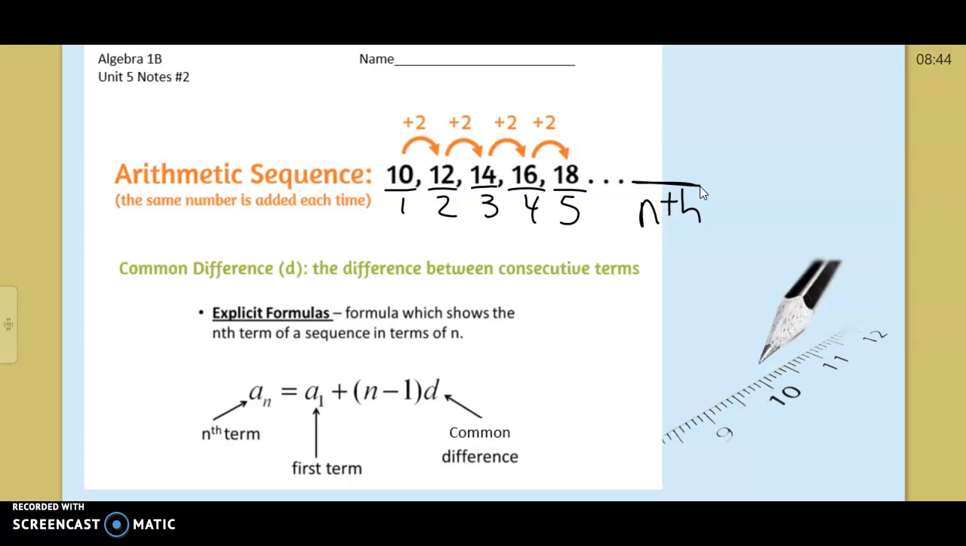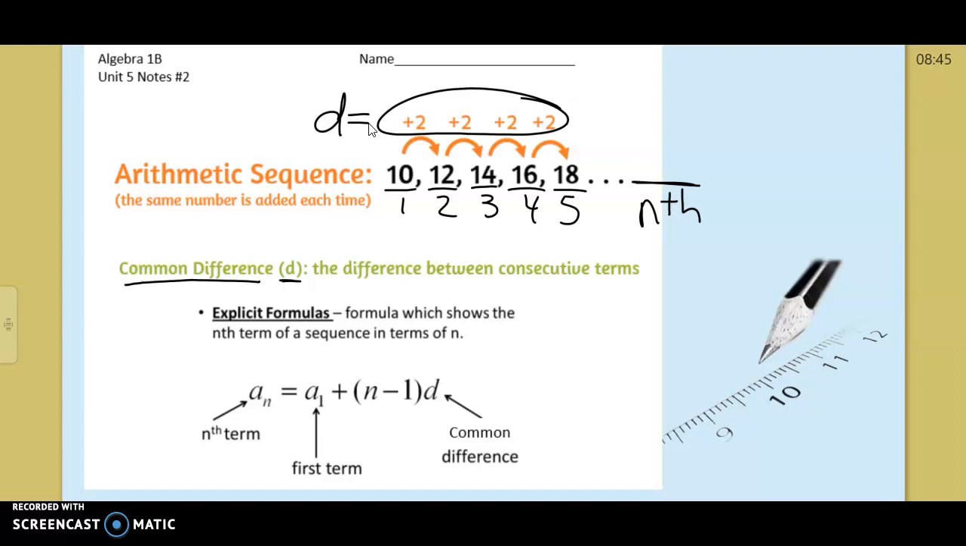Okay? So, we have what's called the common difference, and we use the letter D for that, and that's simply the difference between consecutive terms, and in this case, the common difference would be 2. So in this example, the D value would be equal to 2.